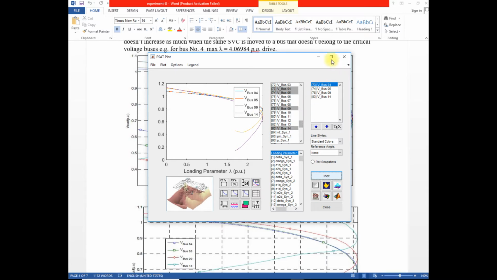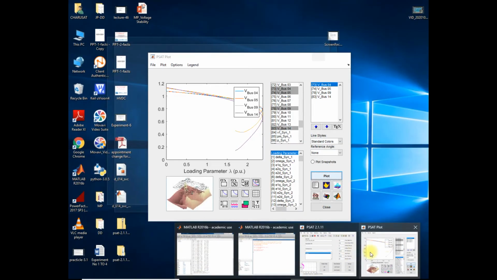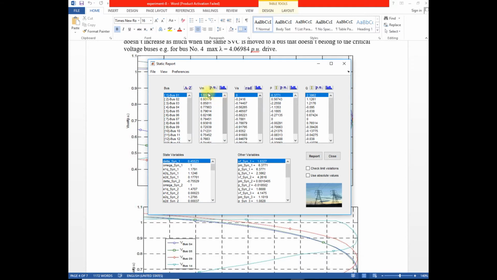Then you can also measure the voltage profile. To measure the voltage profile, go into this report. In this report you can see that the voltage in per unit quantity is given for this IEEE 14 bus system without any FACTS devices. Click on this graph here.